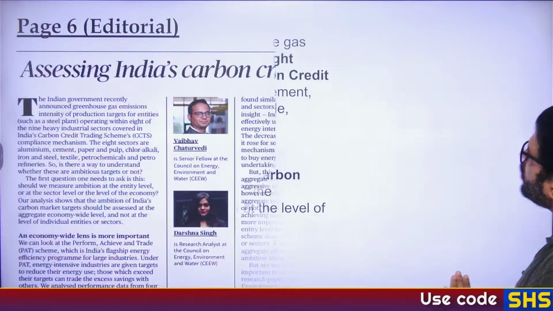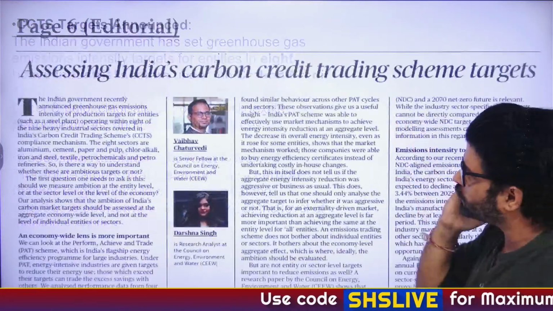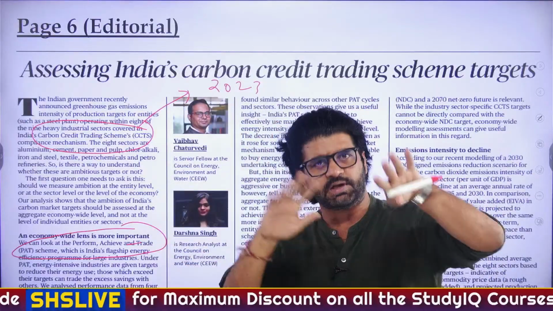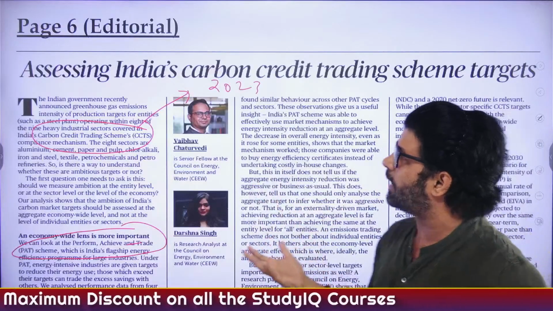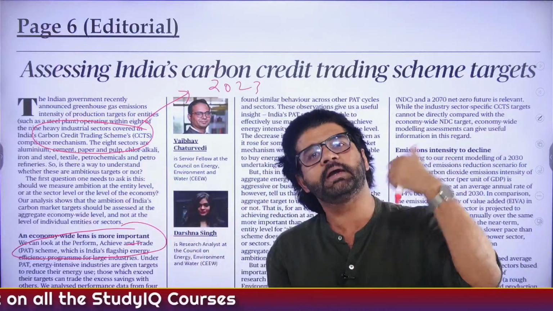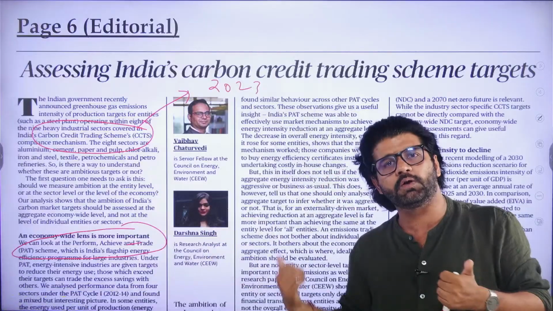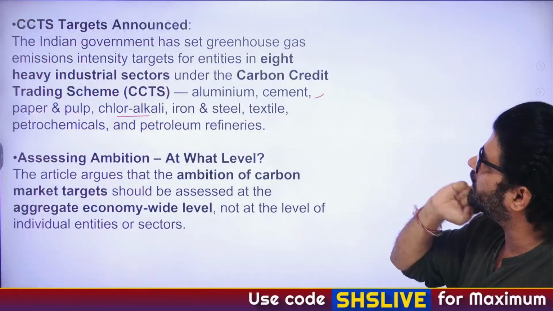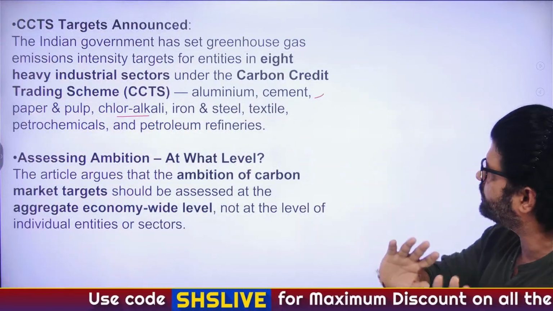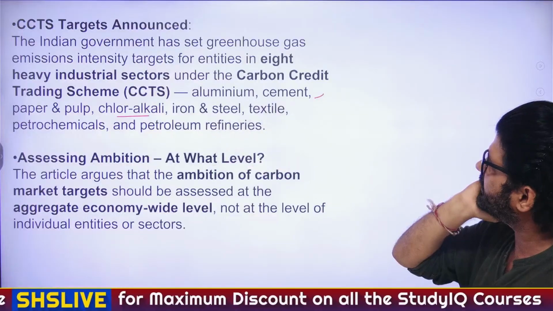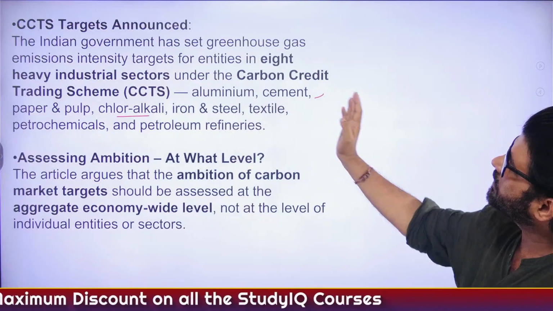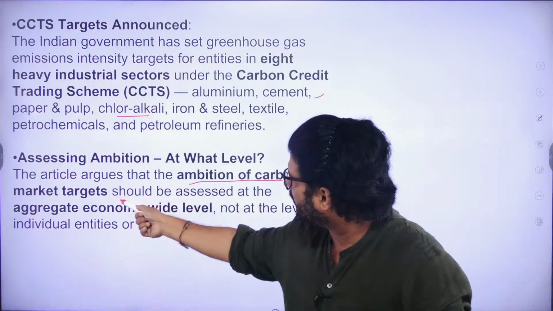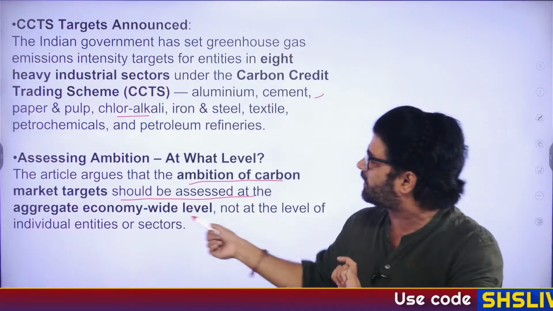So now these two authors are saying that earlier, whatever the Indian government used to do, they were not concerned with each individual industry, they were concerned with the 8 core industries in general, how they are performing, whether they are reducing carbon emission in totality or not. That was actually the better thing rather than what is happening currently when they are focusing on individual companies or sectors. You will understand. Let's just be with me. So aluminium, cement, these industries are there, and now the Indian government has set a greenhouse gas emission intensity target for each of them. The article argues that the ambition of carbon market targets should be assessed at the aggregate economy wide level.